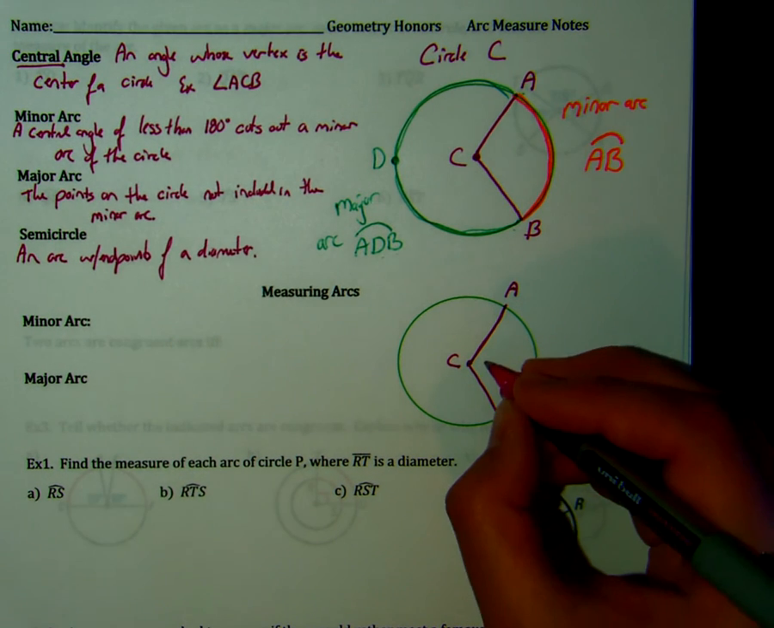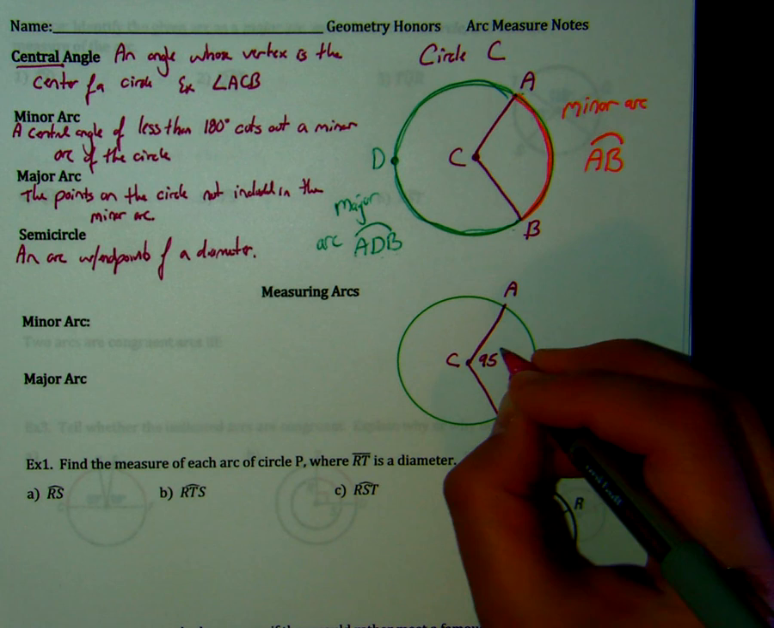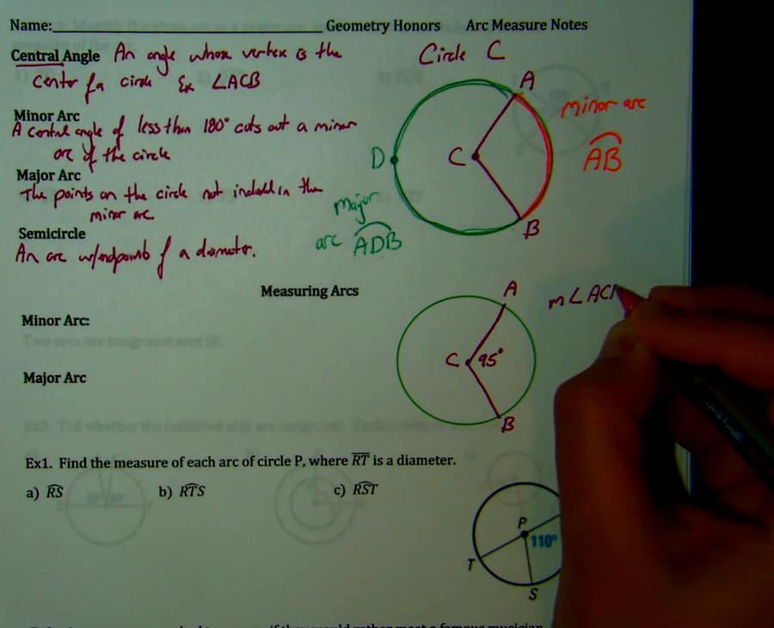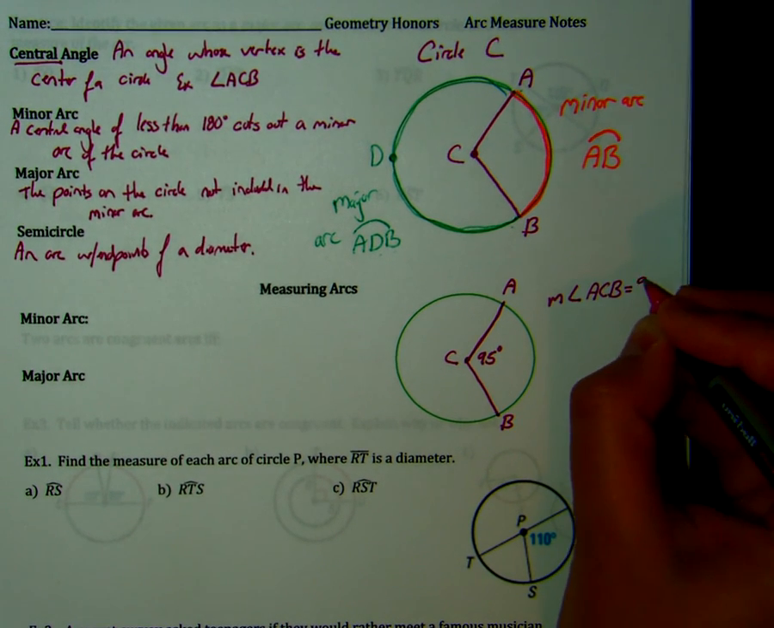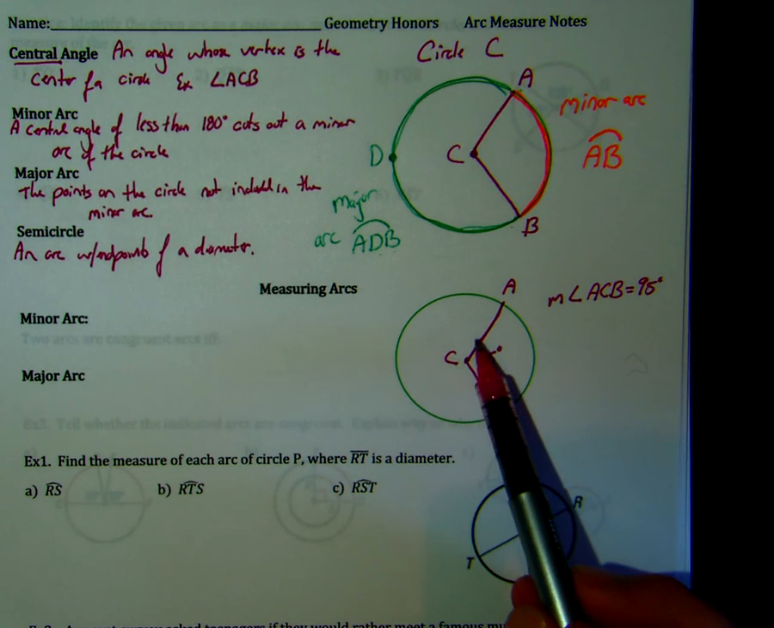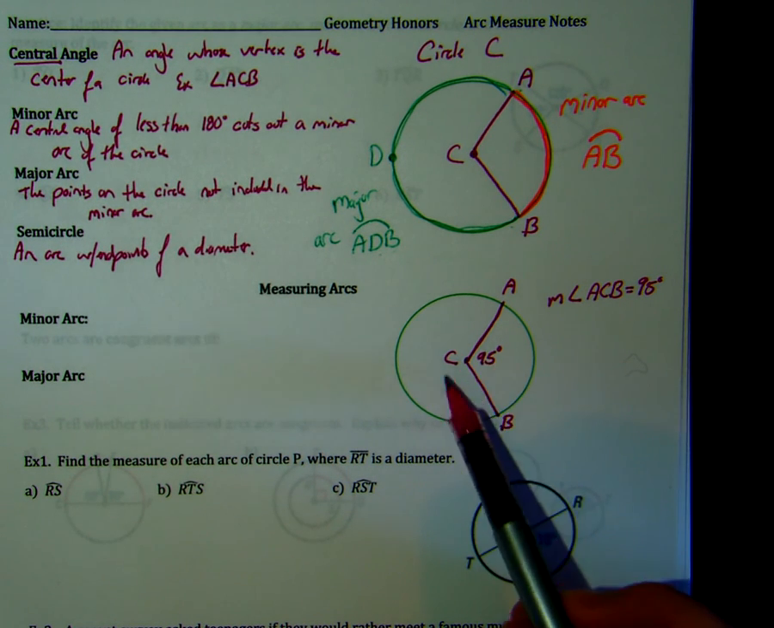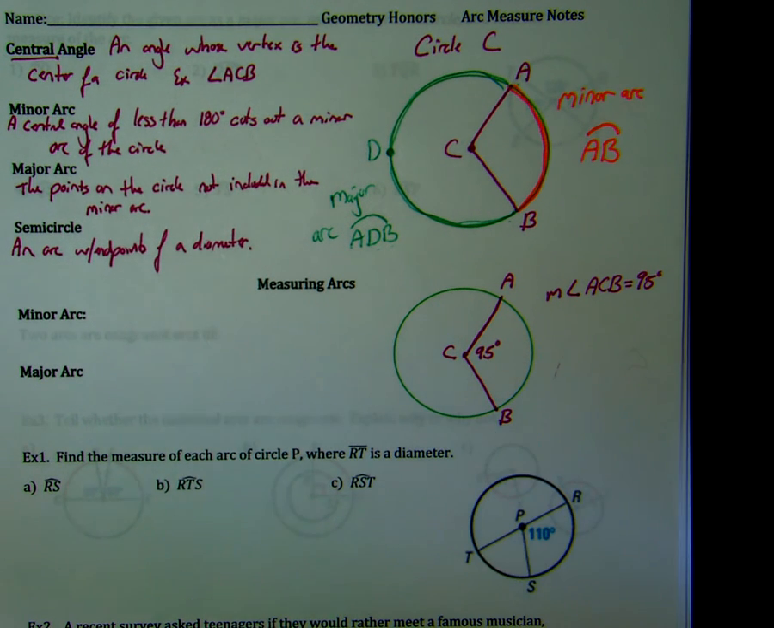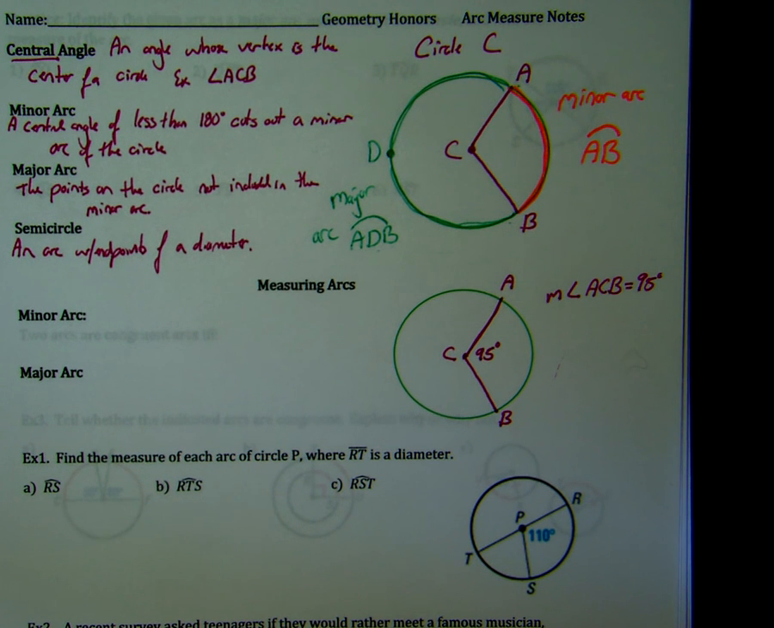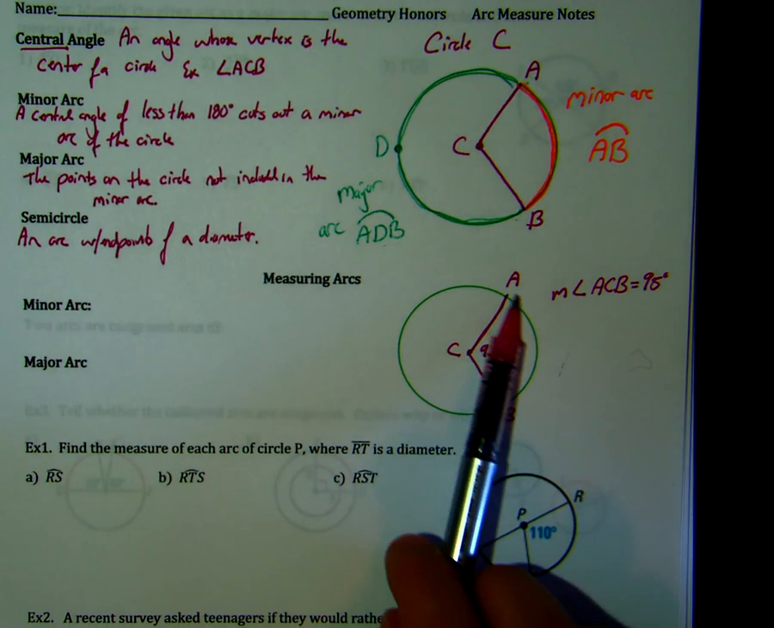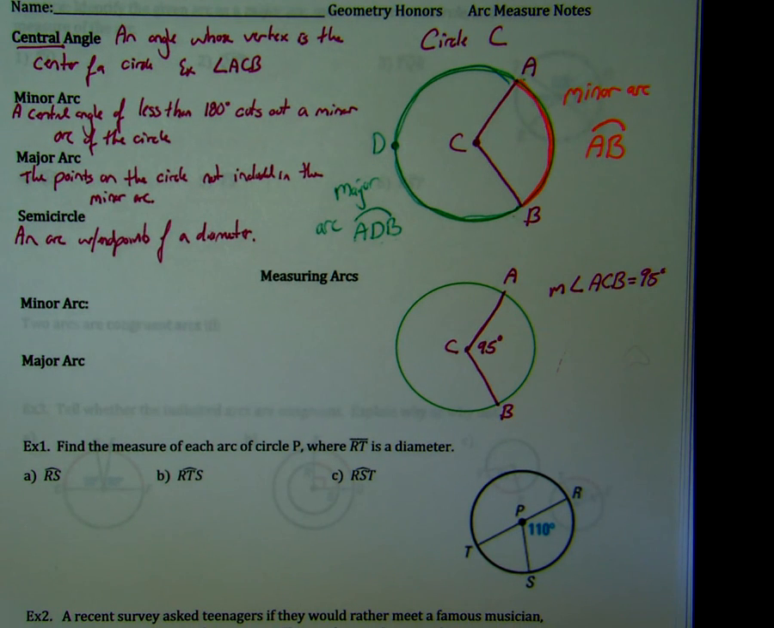So if I make a central angle in here of 95 degrees, so the measure of angle ACB is 95 degrees. Okay, so the central angles all add up to 360 degrees. In a circle, the arc measures also add up to 360 degrees. So there's a one-to-one correspondence there. So what that means is that the minor arc is the exact measure of the central angle.